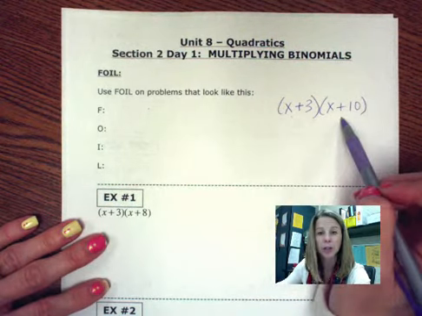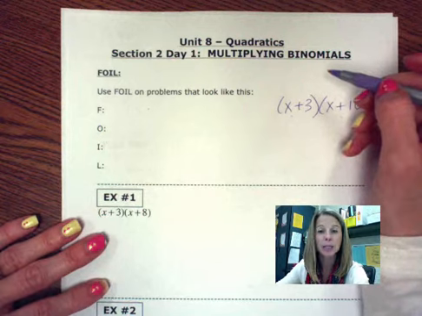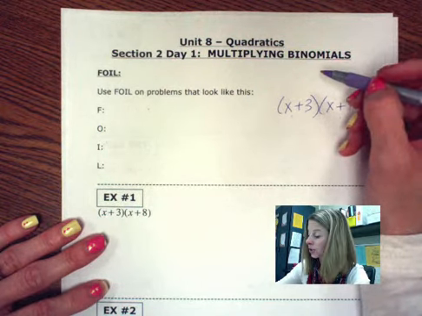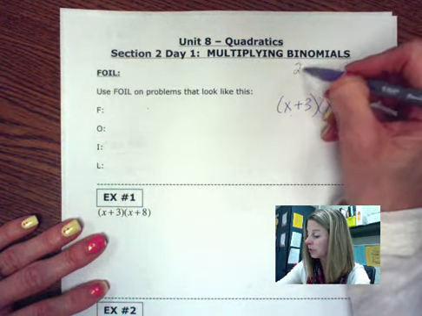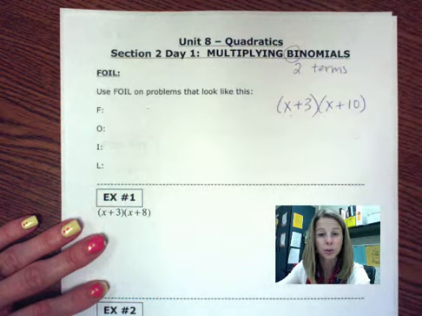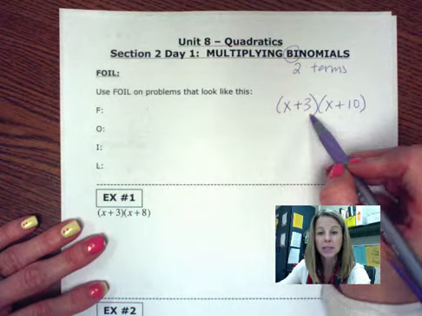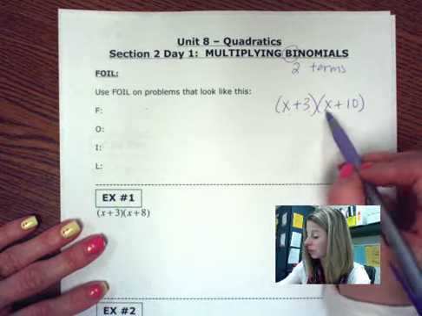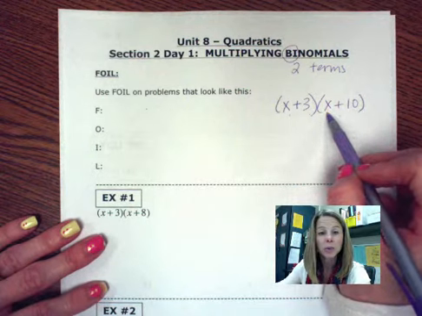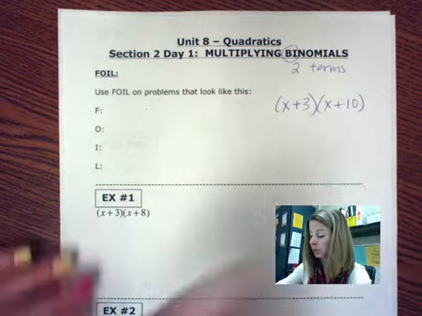These two terms are called binomials. So the other day we talked about a polynomial being one or more items in a term. A binomial would be two terms. The prefix bi stands for 2. So I have x plus 3 times x plus 10. I have two binomials being multiplied. So when we multiply these binomials, we can't just do what we've been doing with distributing.